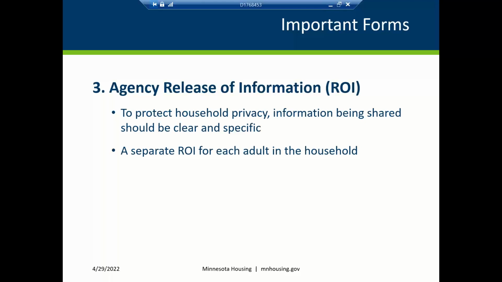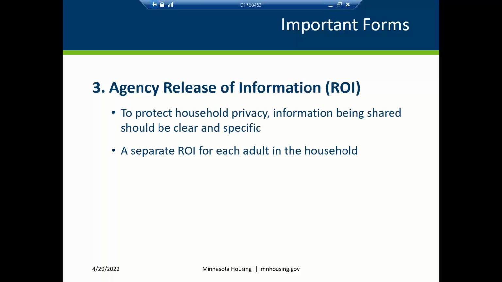And we do expect, again, that there's a release of information for each adult member in the household. That way, if someone decides later to leave the household, or they choose not to share information, they're not beholden to the initial release of information. And if you have questions about when you should have a release with a party, you're certainly welcome to talk to your own legal staff.